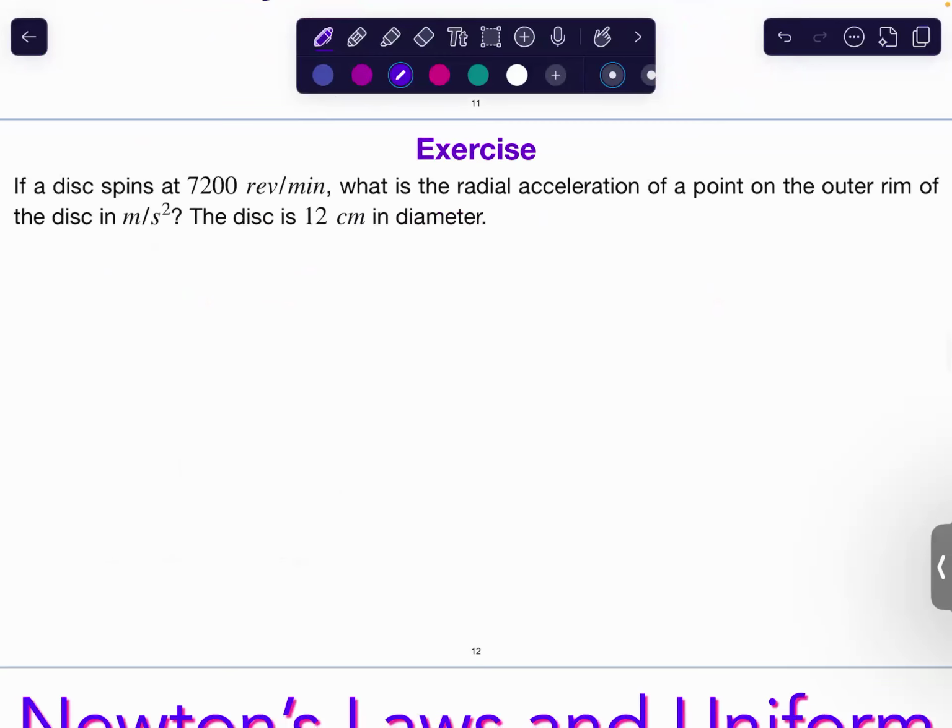Okay, you guys take the last 5 minutes and work on this. You should come up with a radial acceleration of 3.41 times 10 to the 4th meters per second squared. Got it. Yeah, now solve it. I have the answer. No, I don't care. Solve it.